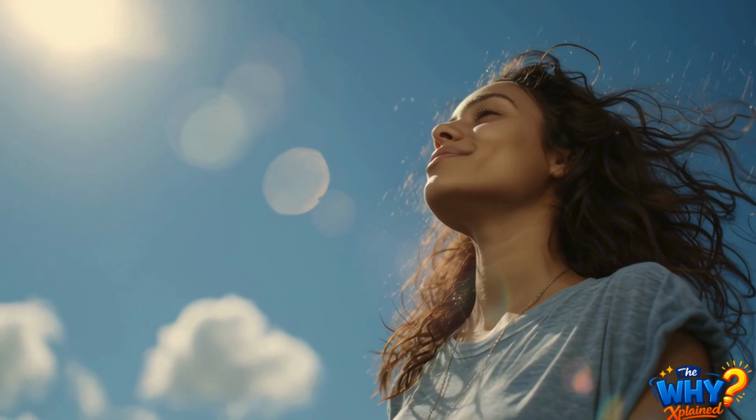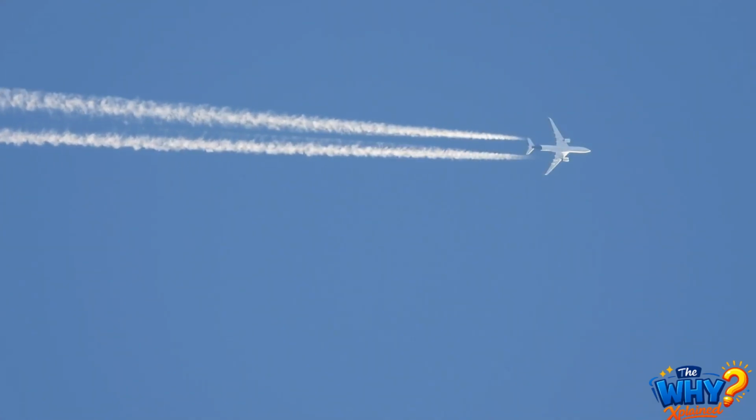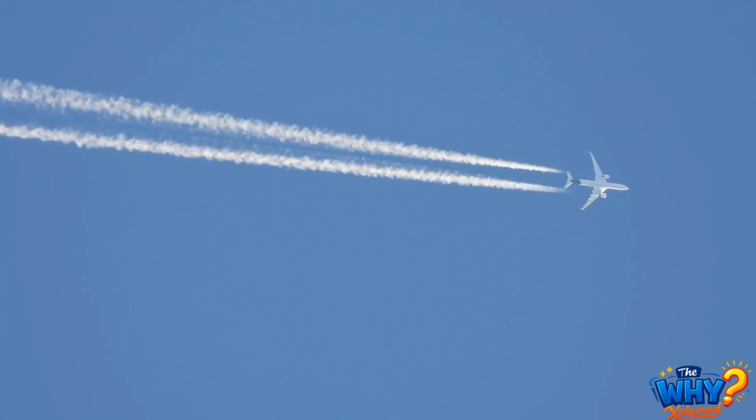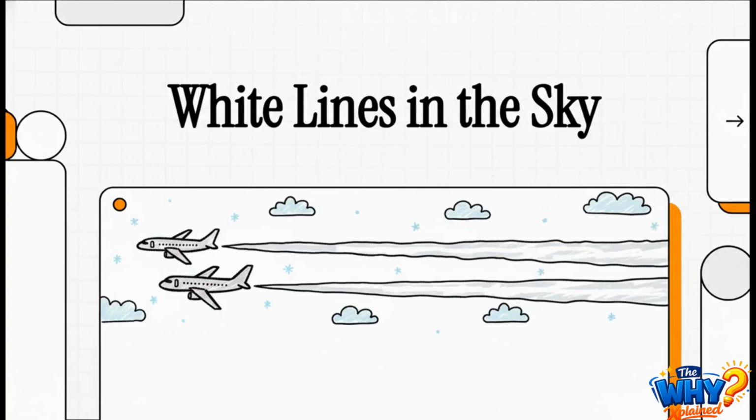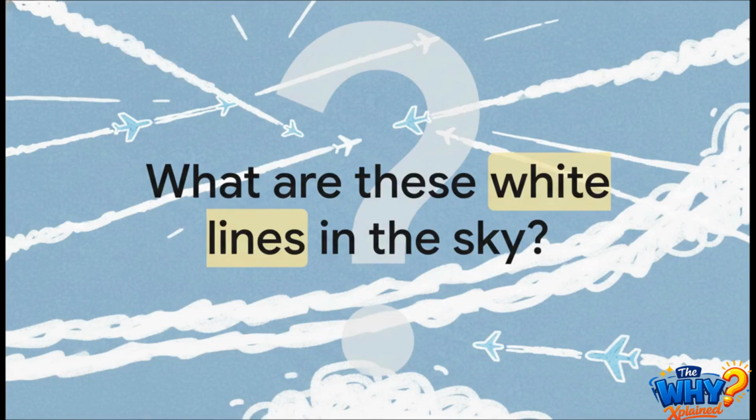You know when you look up on a beautiful, clear day and see those long, white lines that planes leave streaking across the sky? I'm sure you've wondered what they are. And in this explainer, we're going to break down the super simple science behind them. Yeah, we've all seen them.